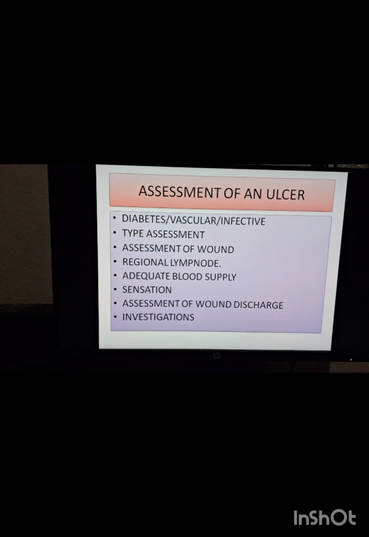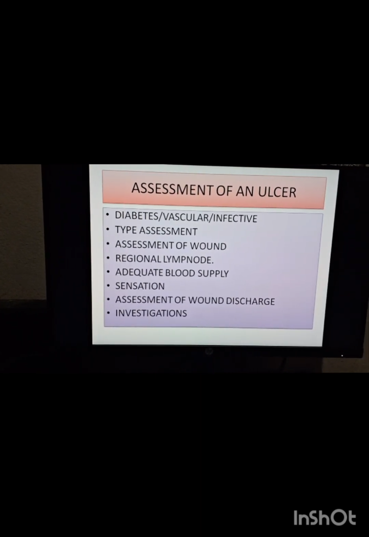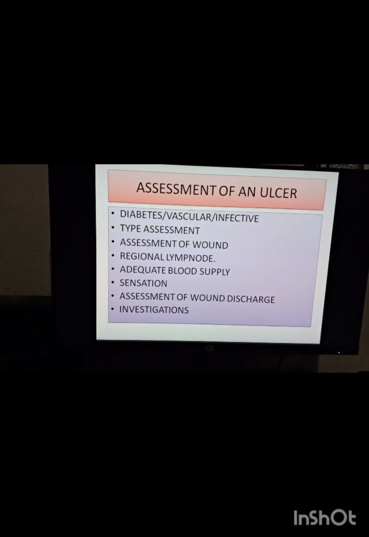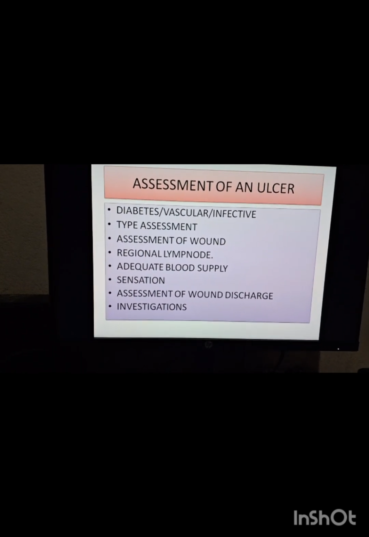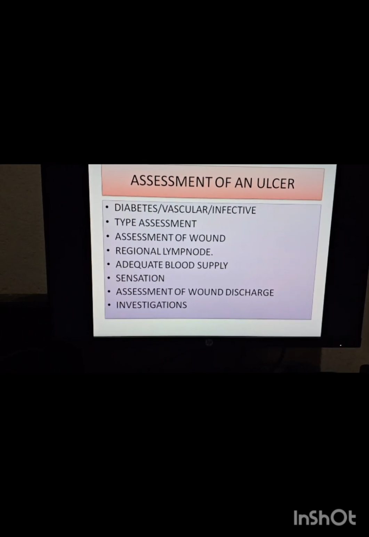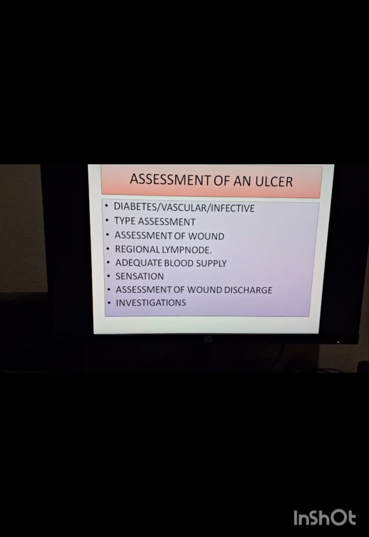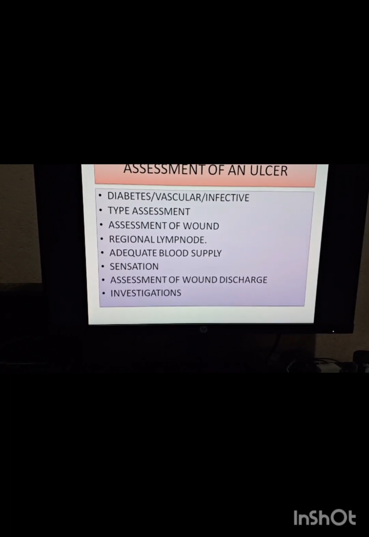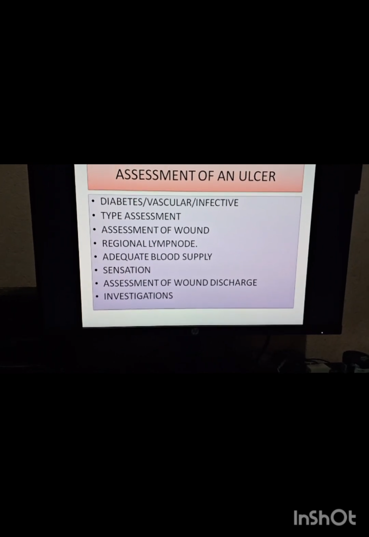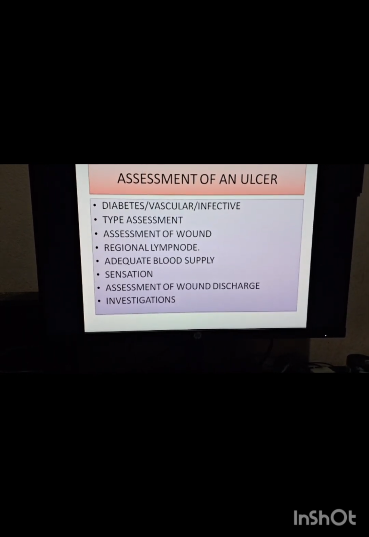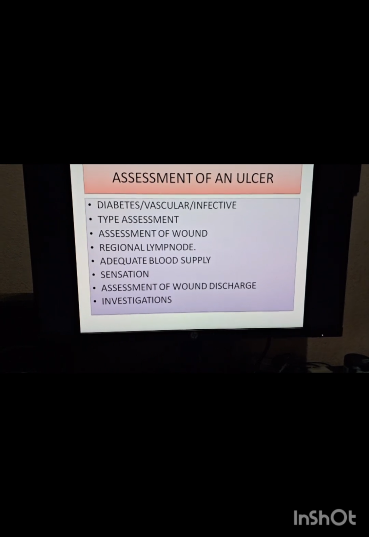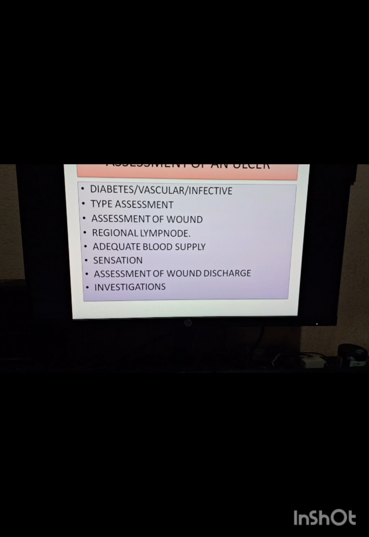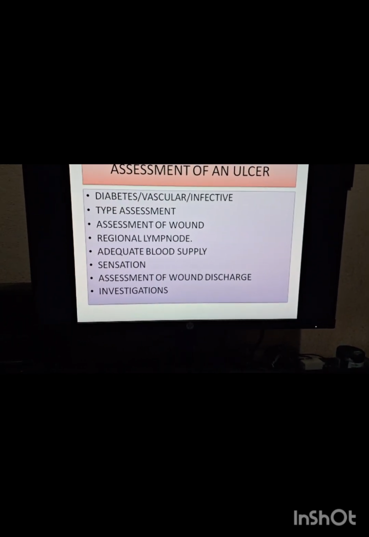The assessment of the wound is also very important. Assessment of regional lymph nodes is also very important to differentiate whether it is infective or malignant. Lymph node biopsy is sometimes needed to differentiate and identify the cause of the ulcer. Also, assessment of adequate blood supply towards the ulcer is important, because adequate blood supply is very important for healing of an ulcer.